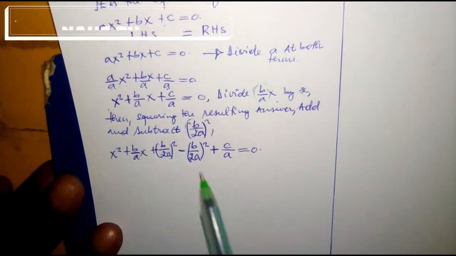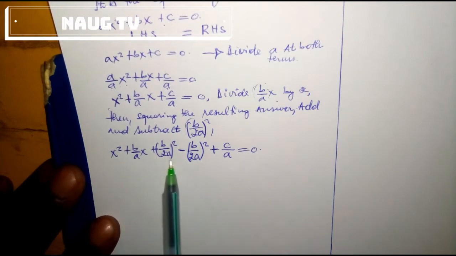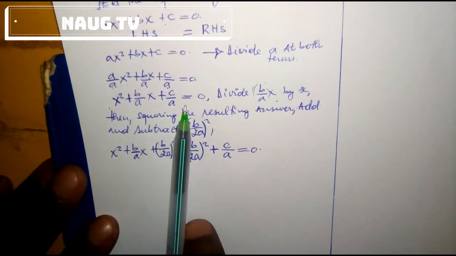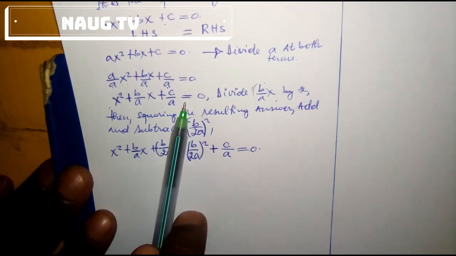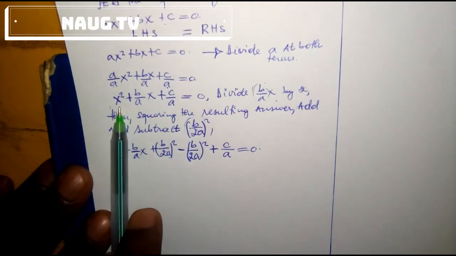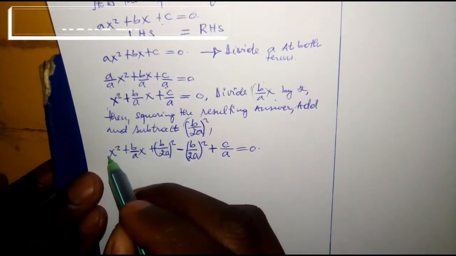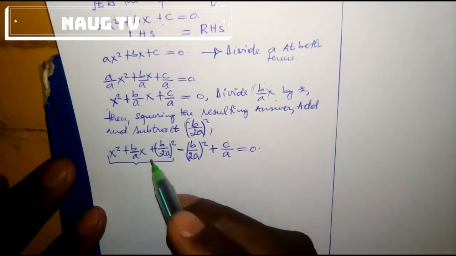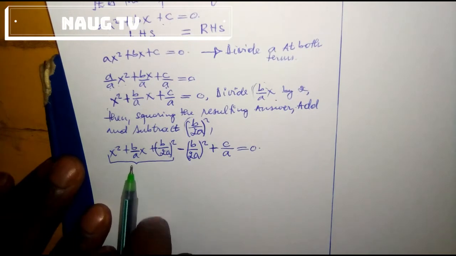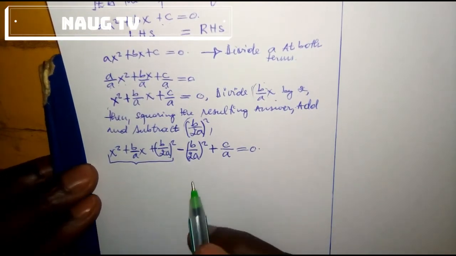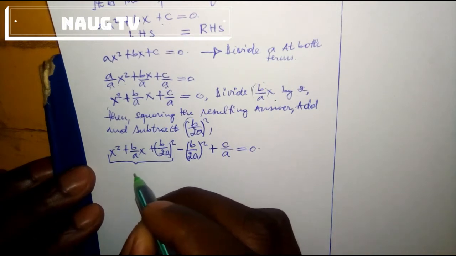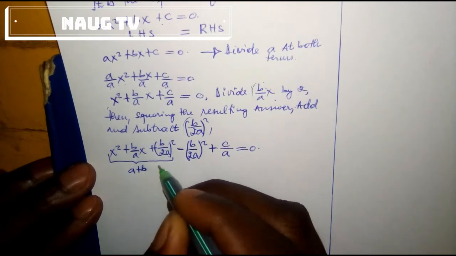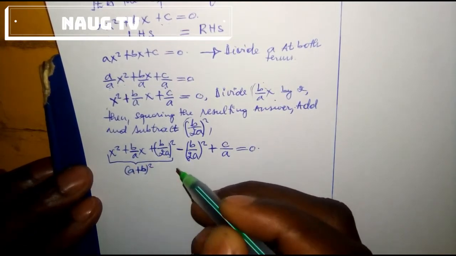Now, this is done in order to convert this equation into the equation of perfect square, and it is this one. That is the equation of perfect square, where it looks like a plus b, which is squared.